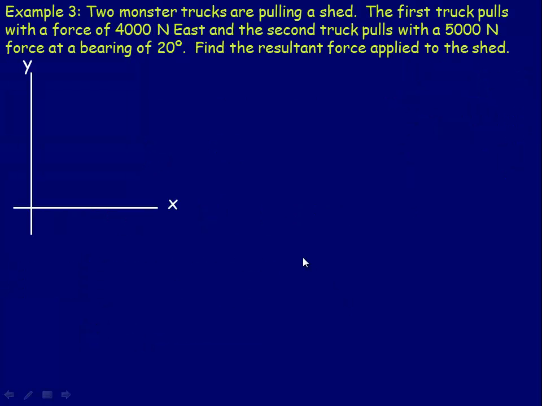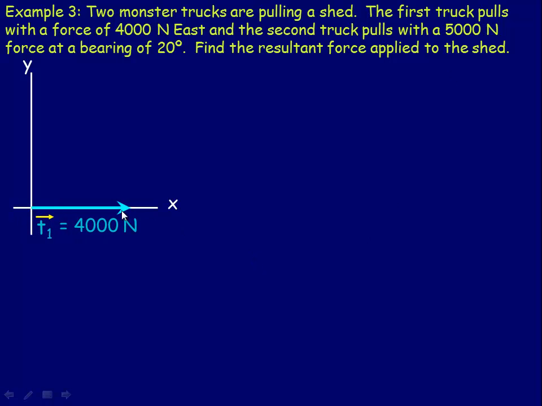In example number 3, two monster trucks are pulling a shed. The first truck pulls with a force of 4,000 newtons east, and the second with a 5,000 newton force at a bearing of 20 degrees. So remember, true north is 0, and a bearing of 20 degrees is 20 degrees toward the east. Find the resultant force applied to the shed.